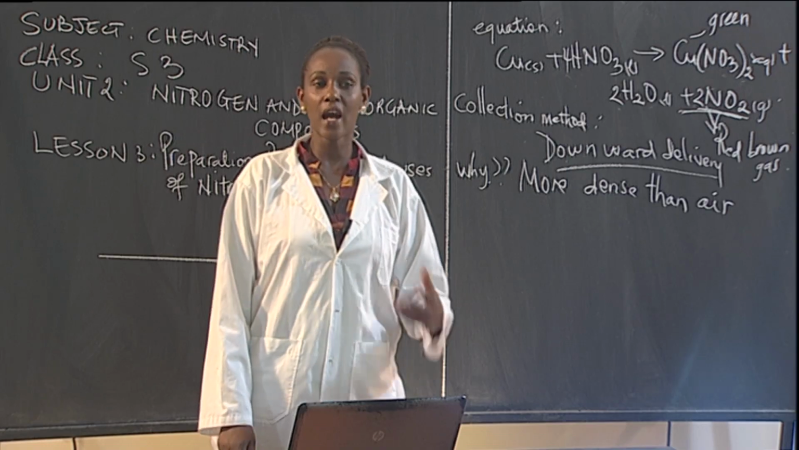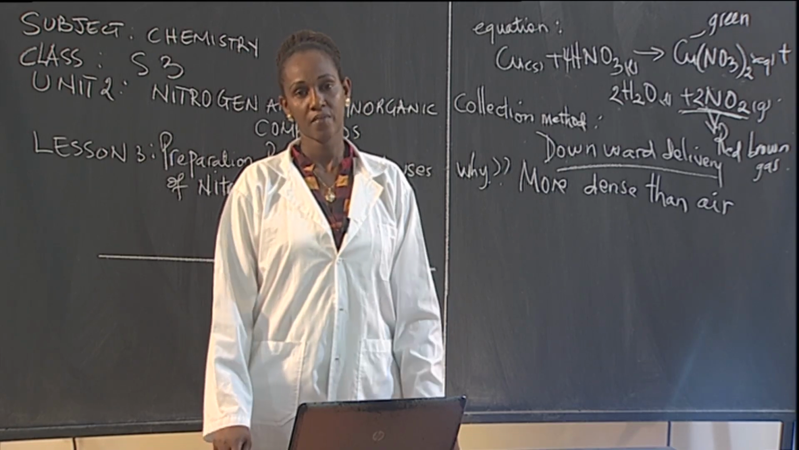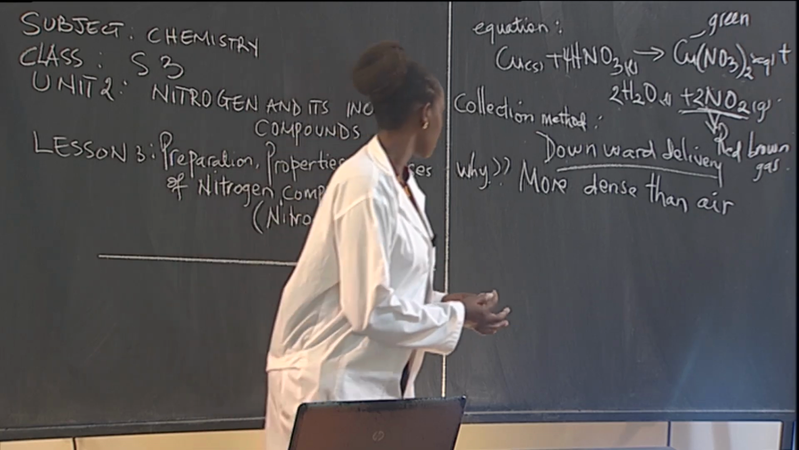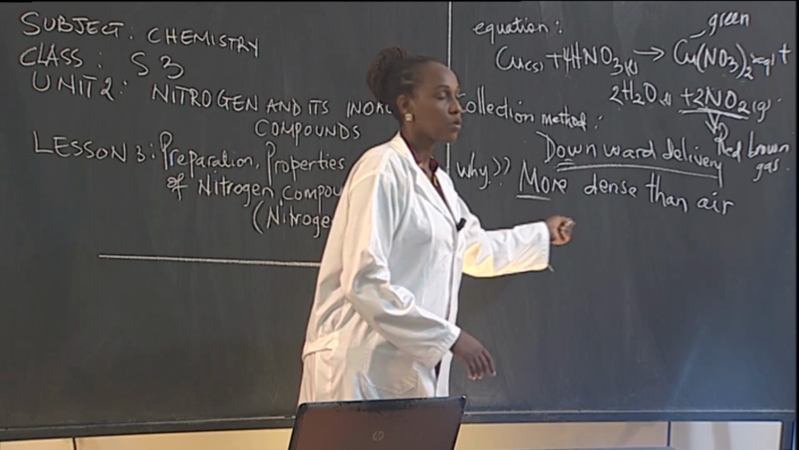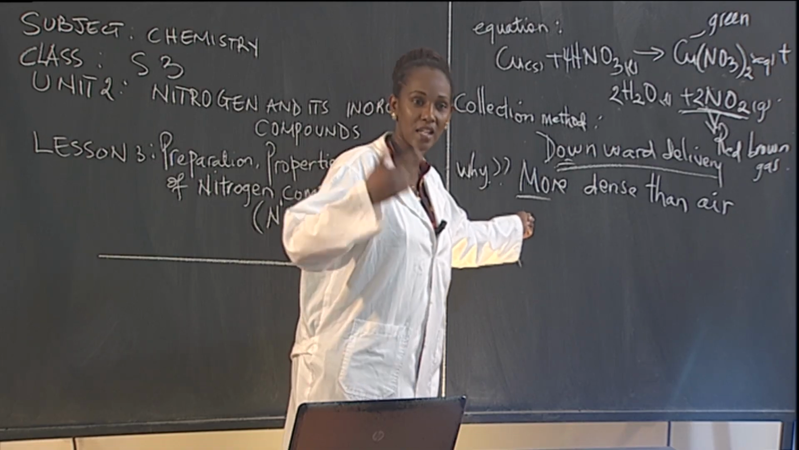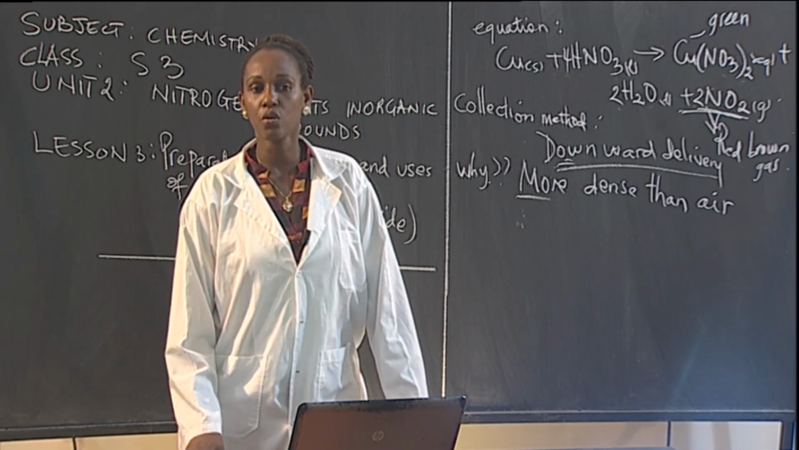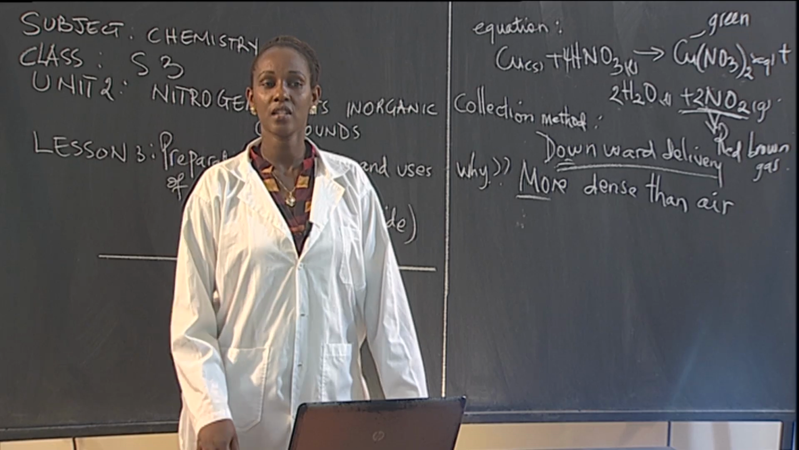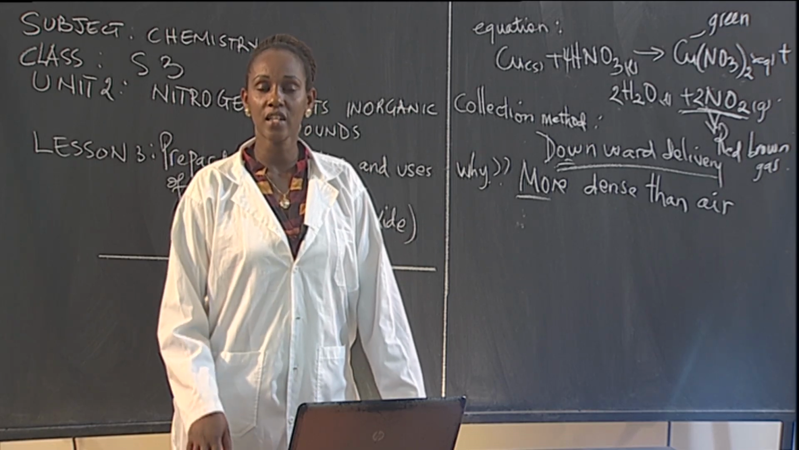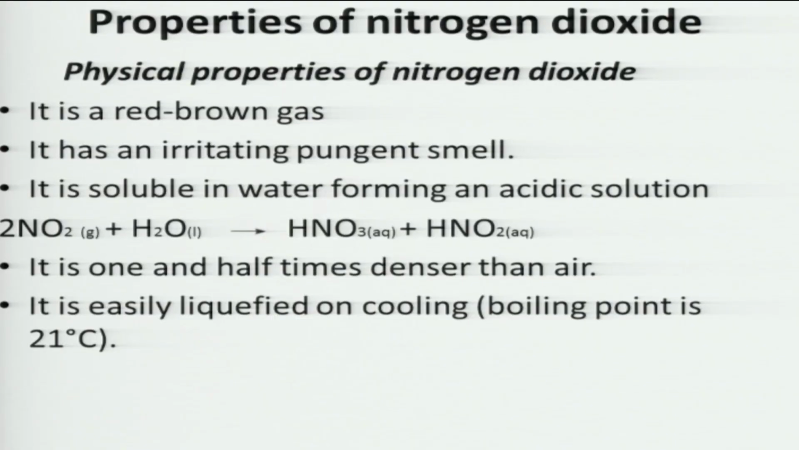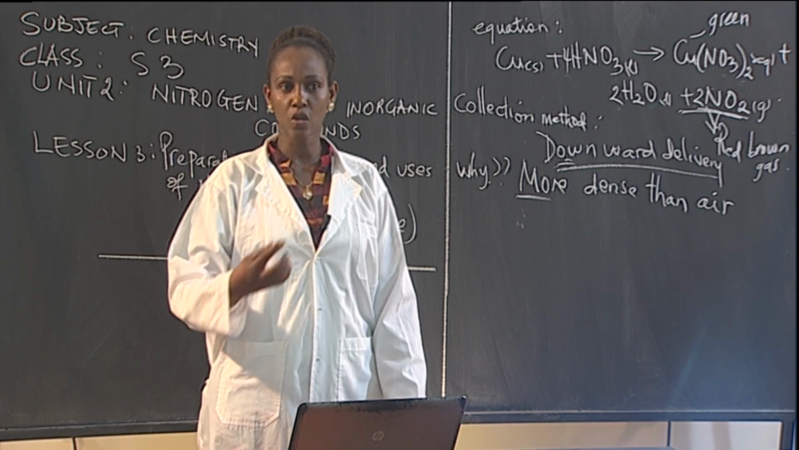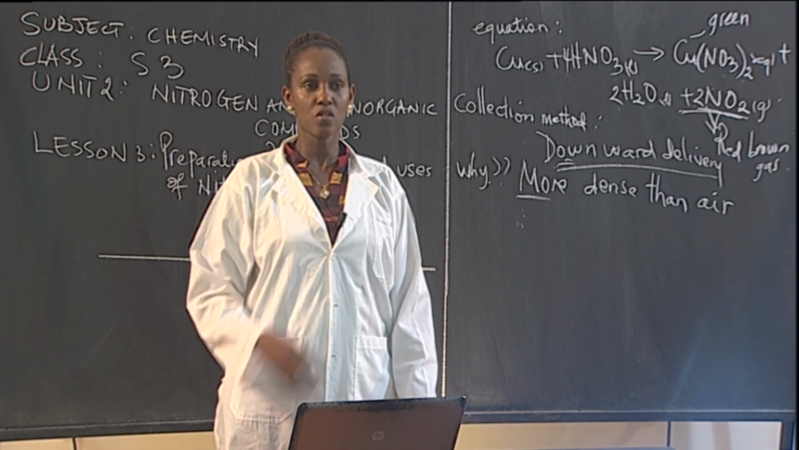It is 1.5 times denser than air. That's why we said it is collected by downward delivery, because it is 1.5 times denser than air. It is easily liquefied on cooling. The boiling point is 21 degrees Celsius. So those are some of the properties of nitrogen dioxide, the physical properties. Remember, when we talk of properties, we expect the physical properties and we expect the chemical properties.